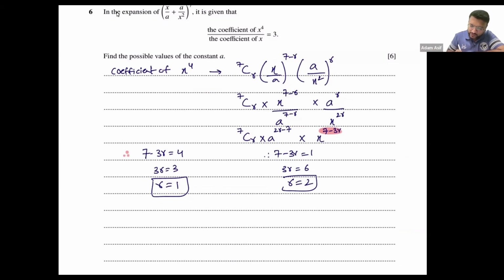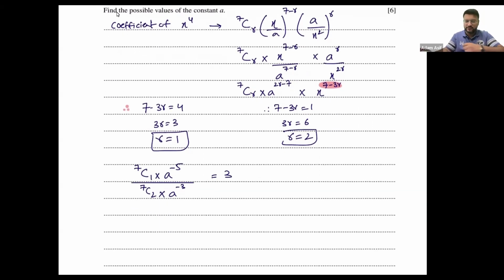So the working would be 7C1 a to the power of 2r minus 7. So that's going to be 2 minus 7, minus 5, divided by r value is 2 for coefficient of x to the power of 1. So 7C2 times a to the power of 4 minus 7. So 7C2 times a to the power of minus 3. Now this is equal to 3 as given in the question. We just need to solve this. 7C1 is 7. What is 7C2? 21.